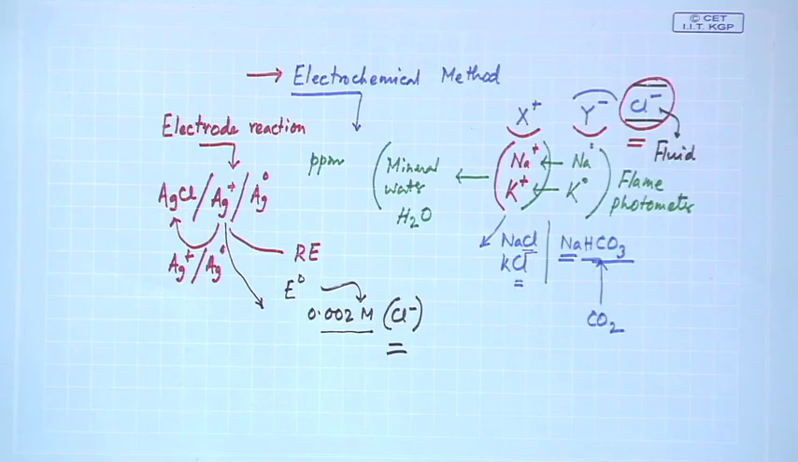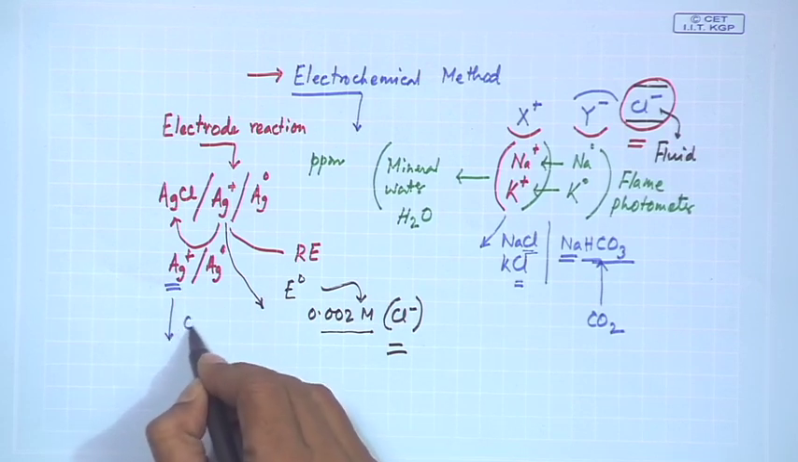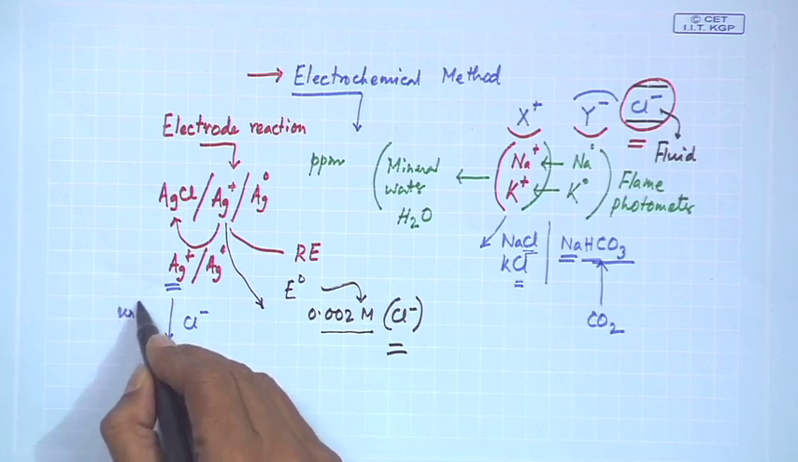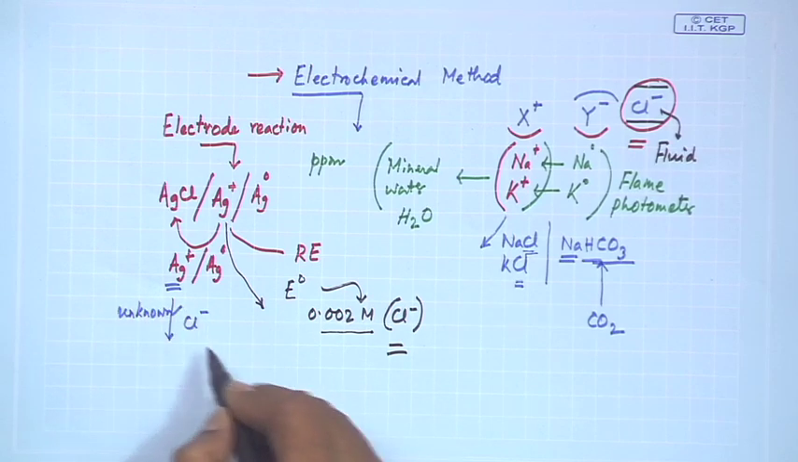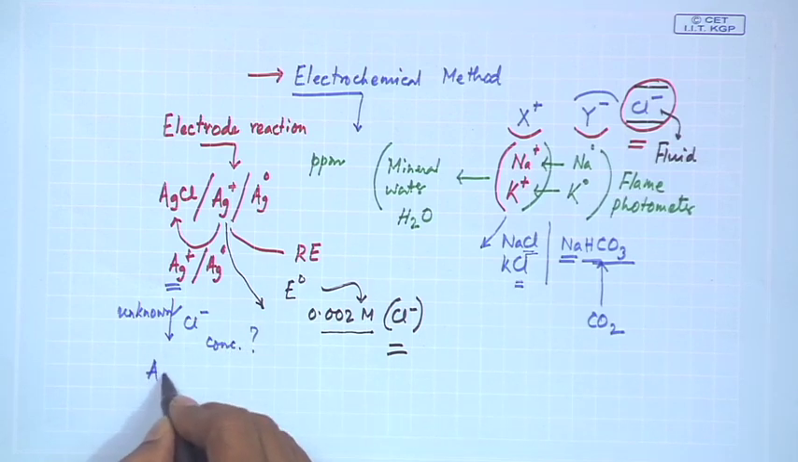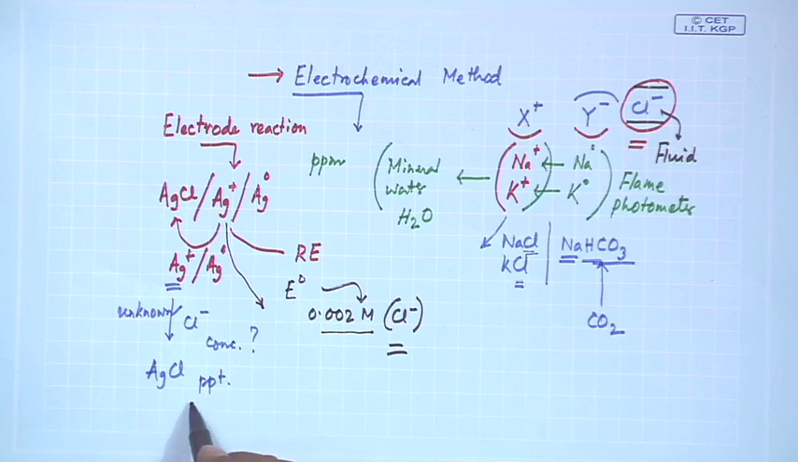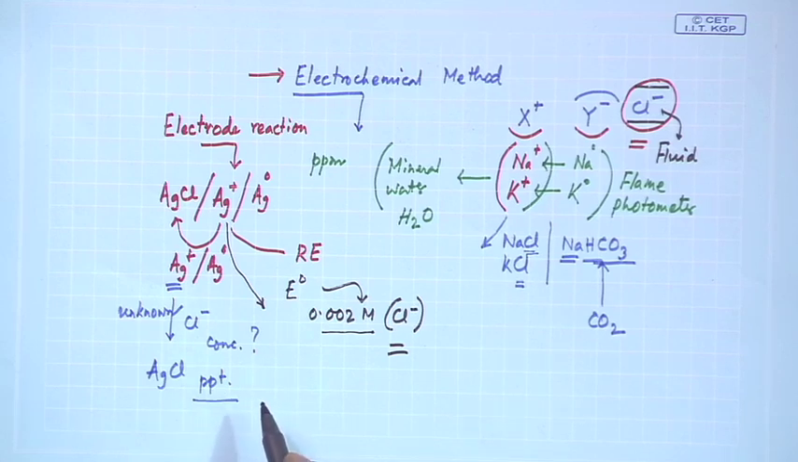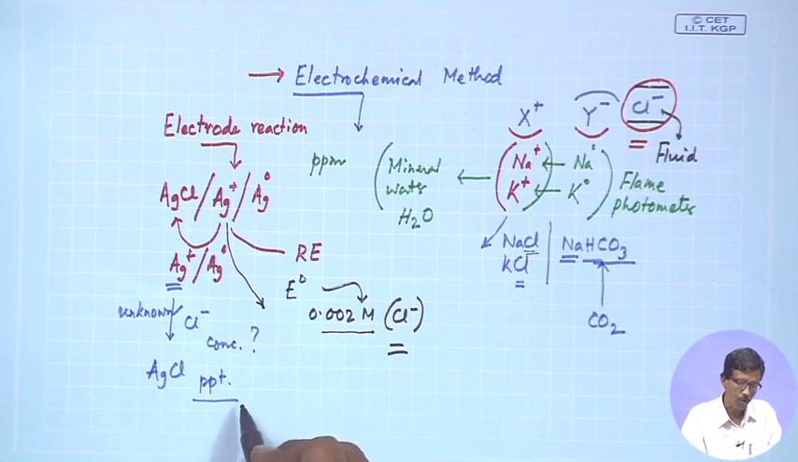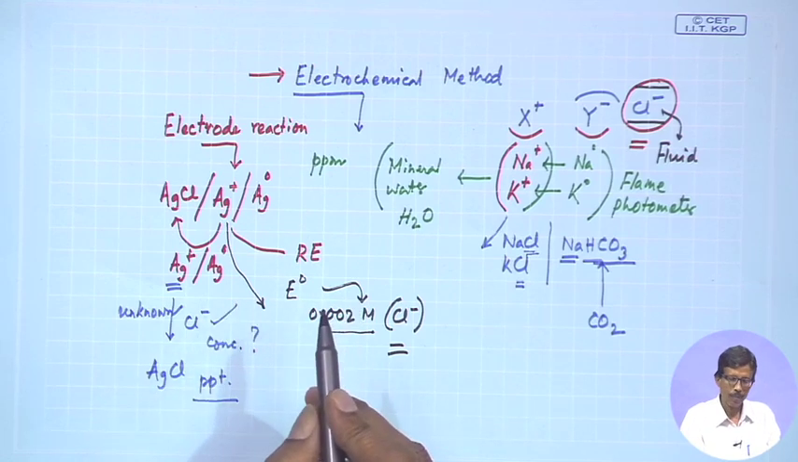Particularly we know that since we are talking about Ag plus, if you have the corresponding unknown chloride concentration that we want to determine, we can have AgCl precipitate out. And we know that one such titrimetric method is the precipitation reaction, like your neutralization reaction, or redox reaction, or metal ion complexation reaction.